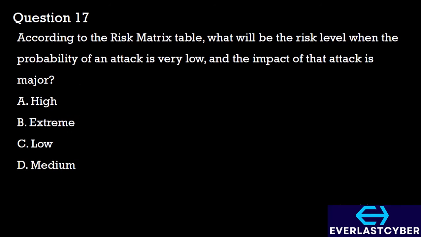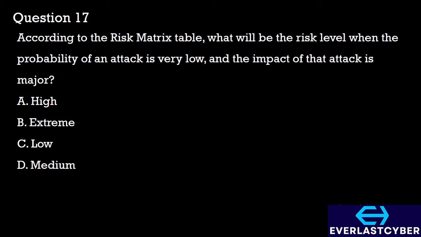Question 17. According to the risk matrix table, what will be the risk level when the probability of an attack is very low and the impact of that attack is major? A. High. B. Extreme. C. Low. D. Medium. A high level would suggest a higher likelihood of attack, but this is not the case we have here.